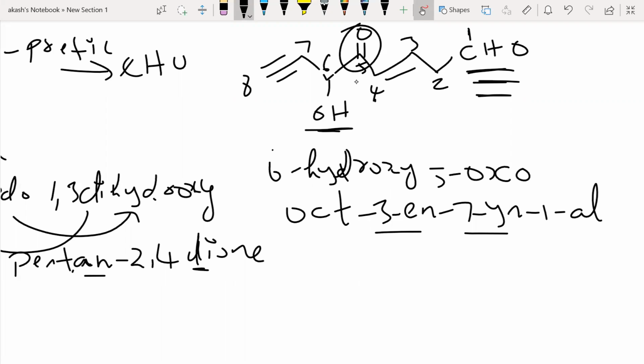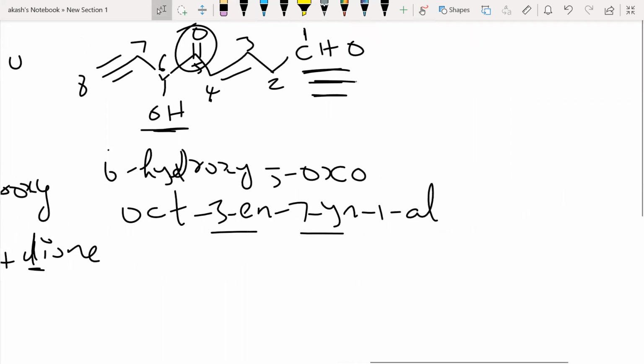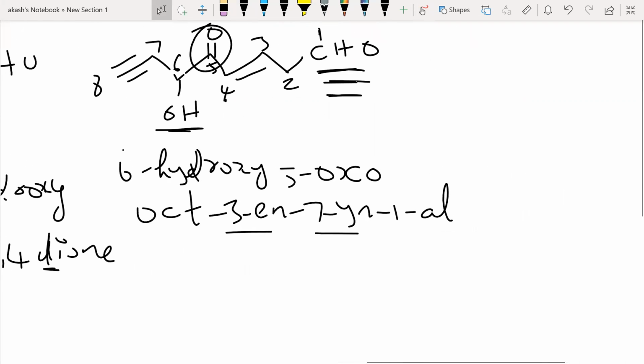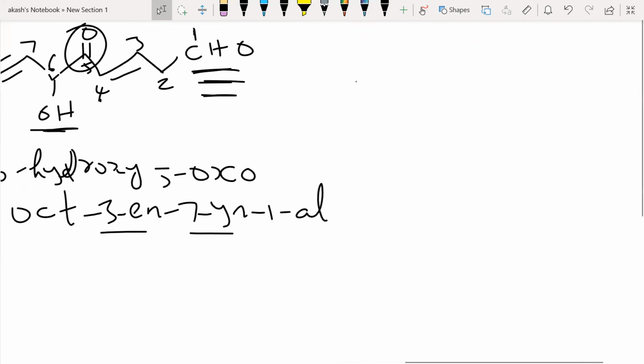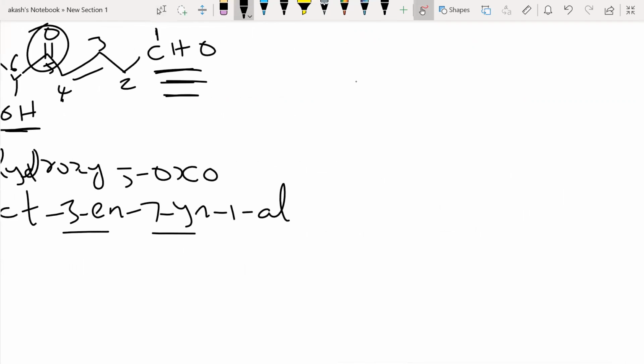How many of you got this right, other than Rahul? Got it, sir. Good, nice. Okay, next question. I hope everybody understood. This is the name of the compound. Okay, fine. Now, next question.